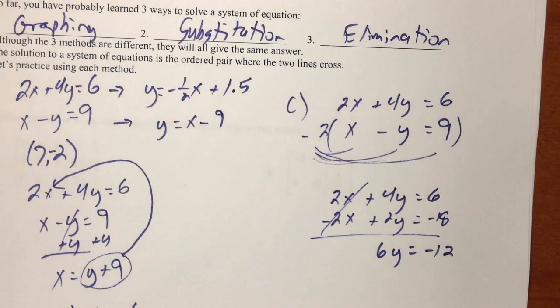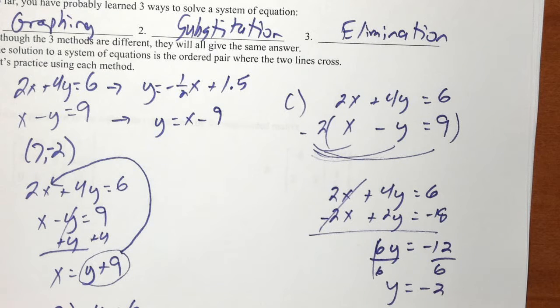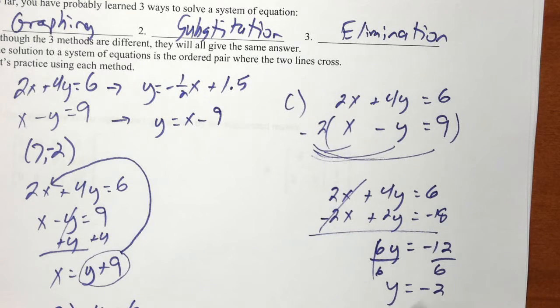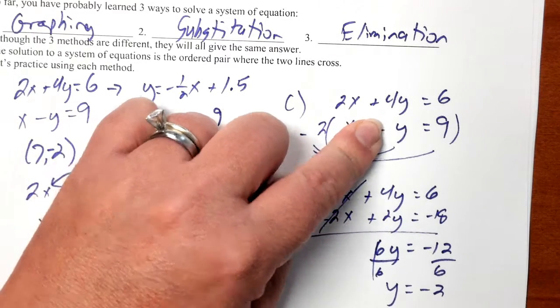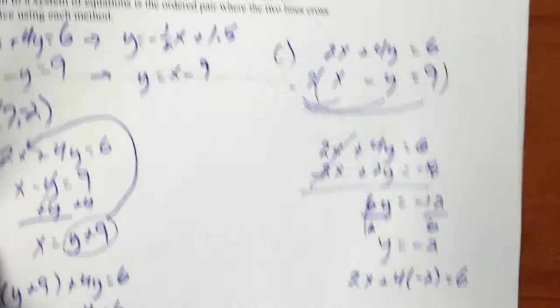So we're going to divide both sides by 6. Y is negative 2. And if y is negative 2, we can put negative 2 back into one of our original equations for y and solve for x. So maybe 2x plus 4y, we now know that y is negative 2, equals 6. We can solve that equation.